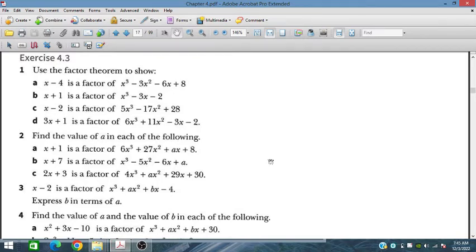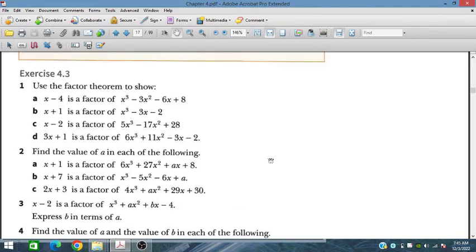Bismillahirrahmanirrahim. In this session, we will cover exercise 4.3 from additional mathematics course for IGCSE and O level students. In this topic, we will cover factor theorems. This is very important from examination point of view.